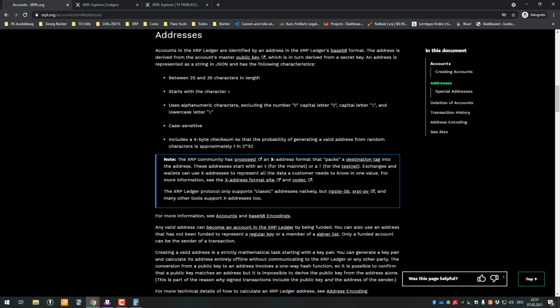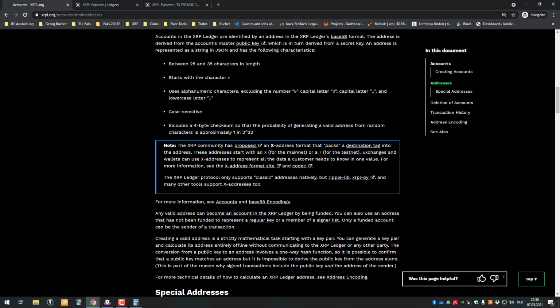That's basically just the 4 bytes, like 4 characters at the end, which are just there for checking whether this is a valid address or not. So, like I said, a checksum or an indicator which shows that the address is not valid.